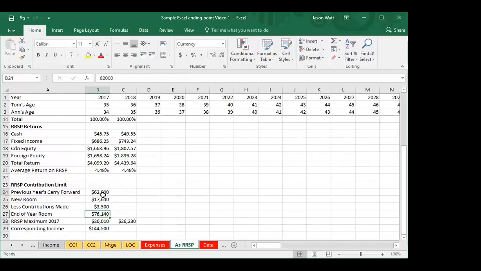And now we've got all that where we're happy with it. I'm going to make the previous year's carry forward based on last year's end of the year room. Easy enough. For these other formulas, we can just carry them over.